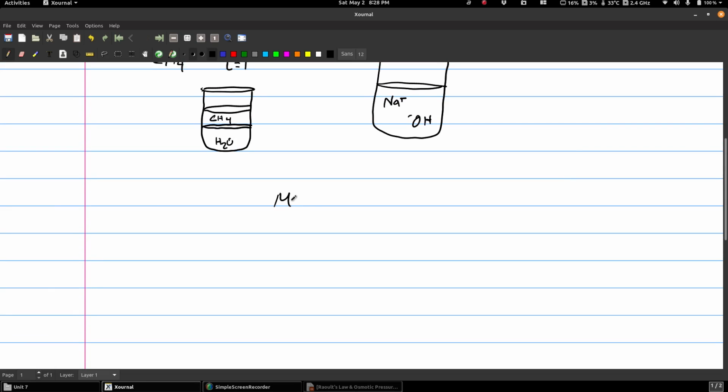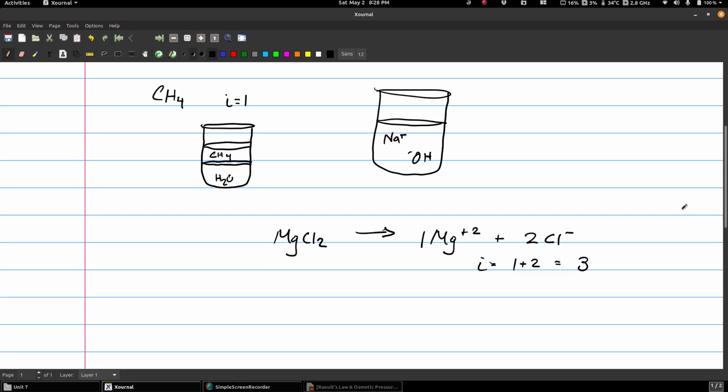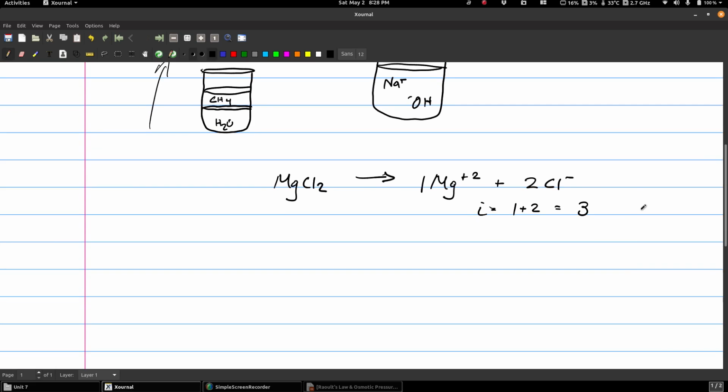Alright, some other examples. Say you had magnesium chloride. When you split that up, you have Mg2+ plus 2Cl-. So that's going to be 1 plus 2. So i equals 1 plus 2, or 3. Pretty much, you guys just need to be able to look at these ionic compounds and split them up. If it's organic, like this, or it's unknown, you can just assume that it's 1 because we really don't know.